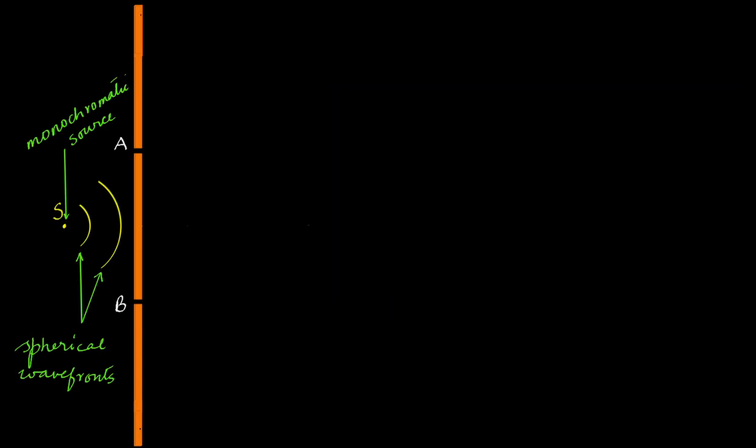All right, so let's say I have a space here. Let's say this is just a blank space. And I take a monochromatic source of light. Let's say I take a monochromatic source of light S out here. This is a point source. And we know that from a point source, spherical wavefronts are produced. I've not drawn the entire sphere. I've just drawn only a portion of the sphere, like that. So these are the spherical wavefronts.